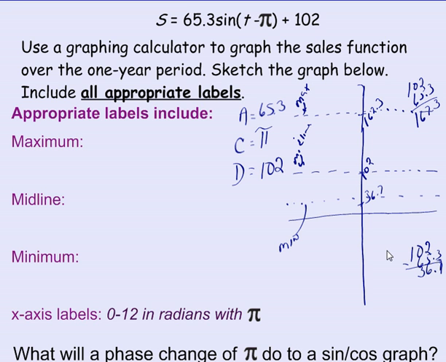That's okay as long as you have everything labeled. The last part we need to do is label our x-axis. Now, if they're asking us to do a 1-year period, that means that they're asking us for 0 to 12 in terms of t. Well, what would 12 be in terms of pi? 12 is a little bit less than 4 pi, so we're going to label our axis out to 4 pi.